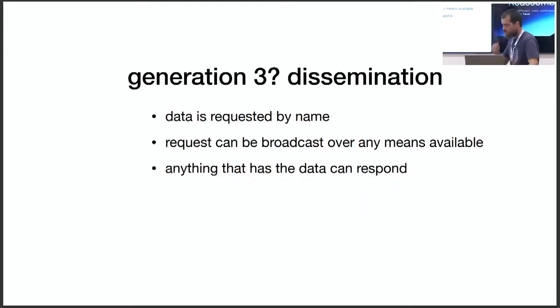So what is his model for dissemination? Data is requested by name. Data has a name, not a location. Names are arbitrary, so they can be meaningful. This is strictly a superset of content addressing. Content addressing is to name something fundamentally by itself, usually by a cryptographic hash of itself.